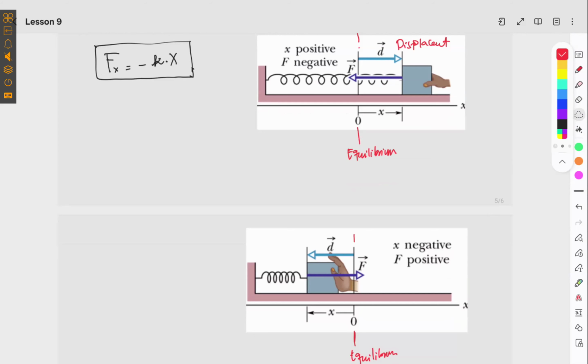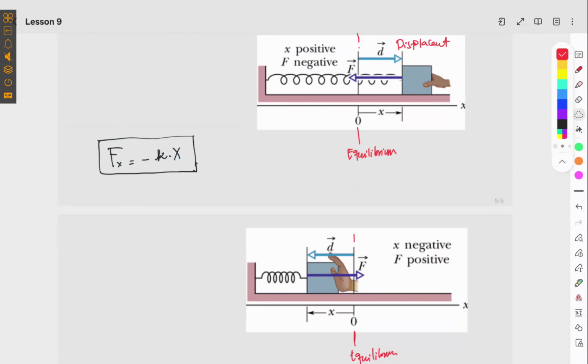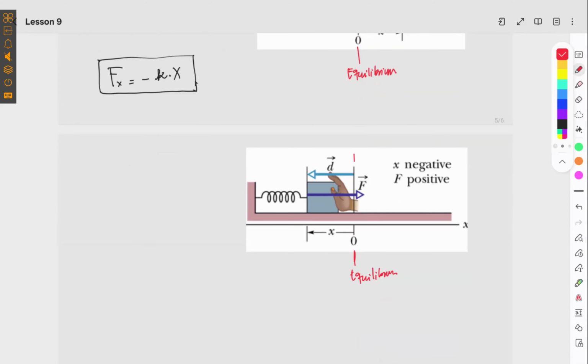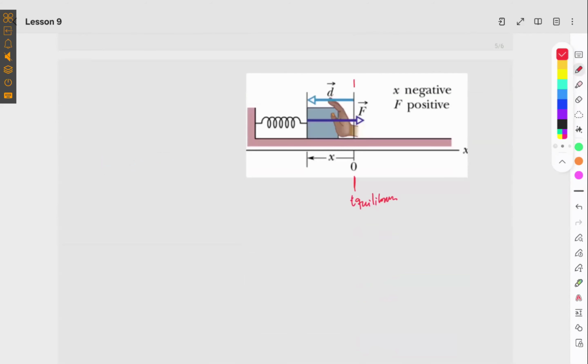Any questions so far? None, teacher. So the work done by the spring force is this. The work done by the spring force is this. These are the assumptions.